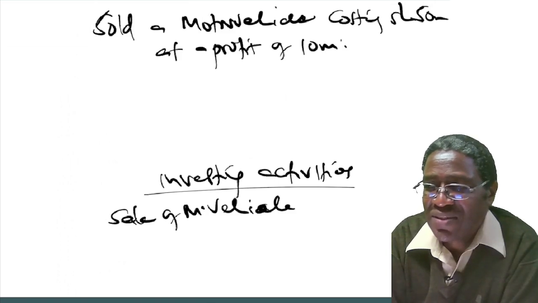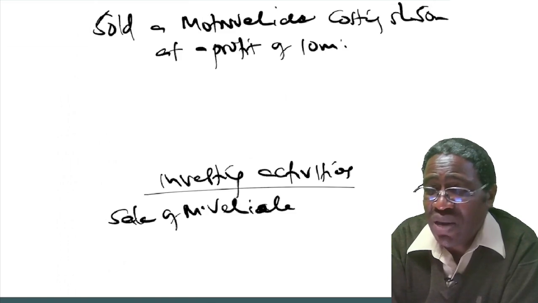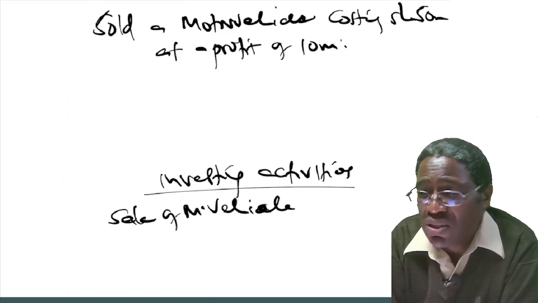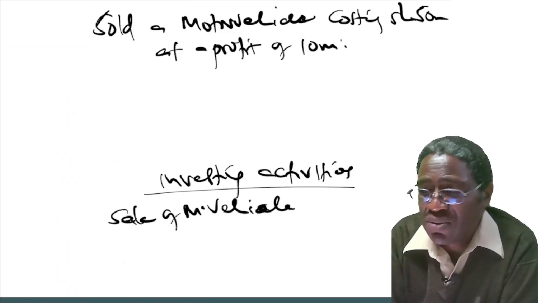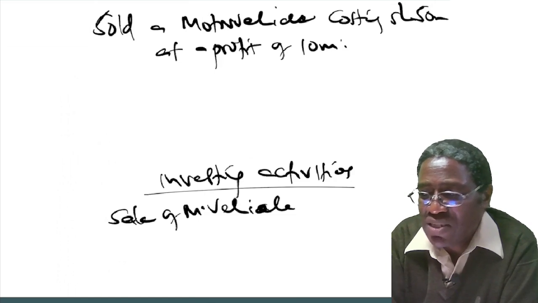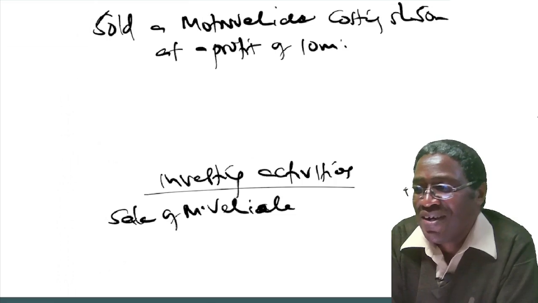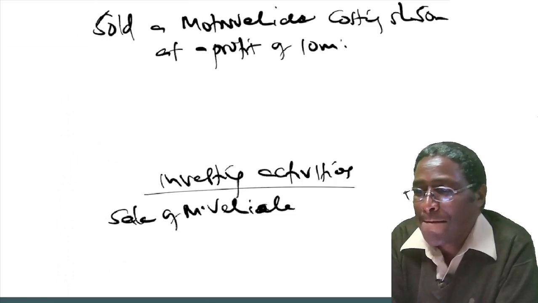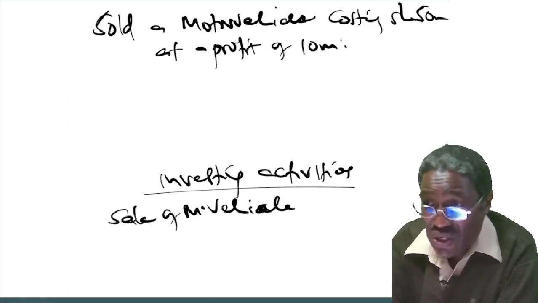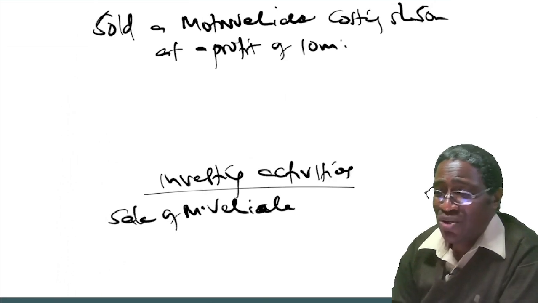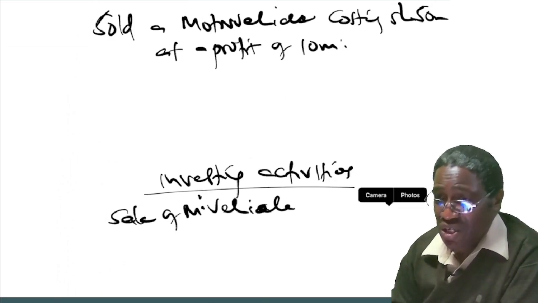Somebody? If you are told during the year the company sold a motor vehicle costing 50 million at a profit of 10 million, you must have sold the motor vehicle for how much? Somebody? 60. Benedict says 60. Eric says 60. Joyce says 60. Let me change.